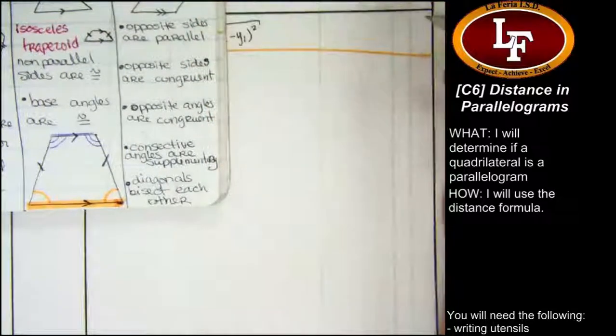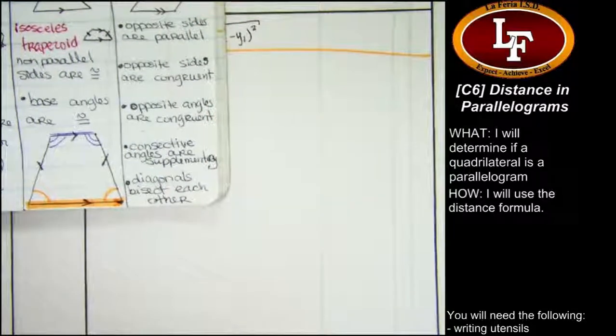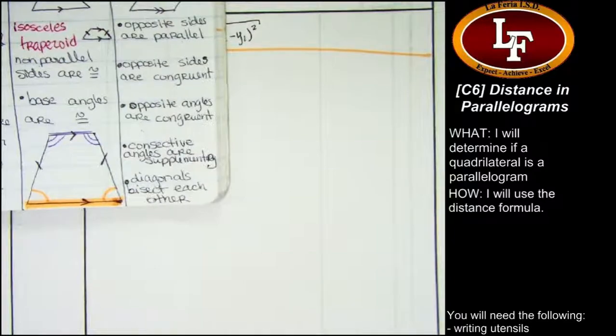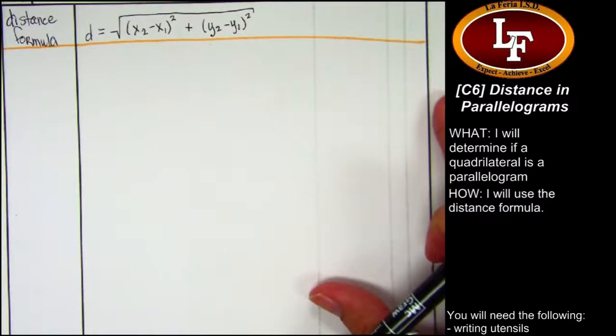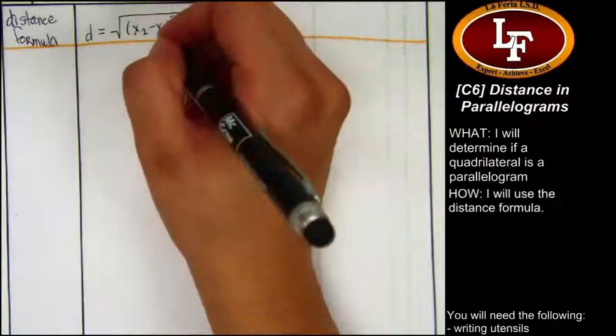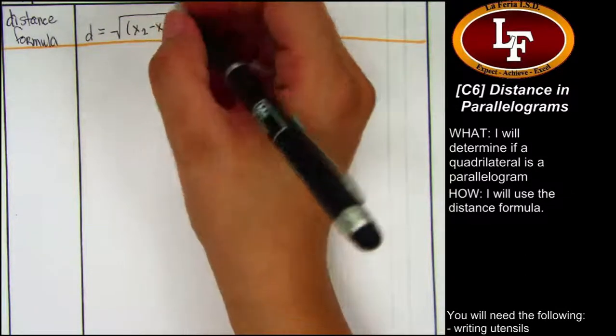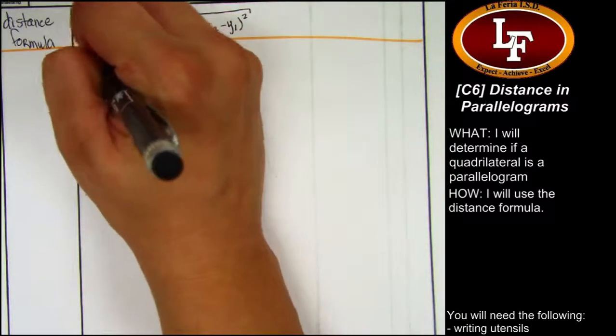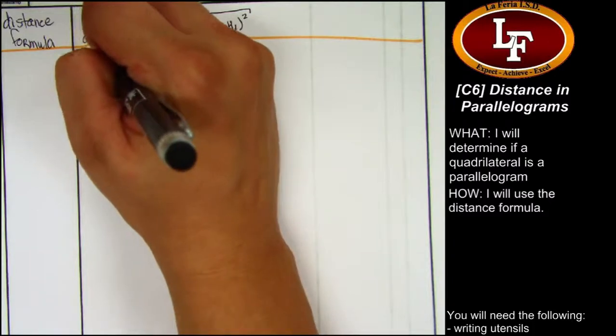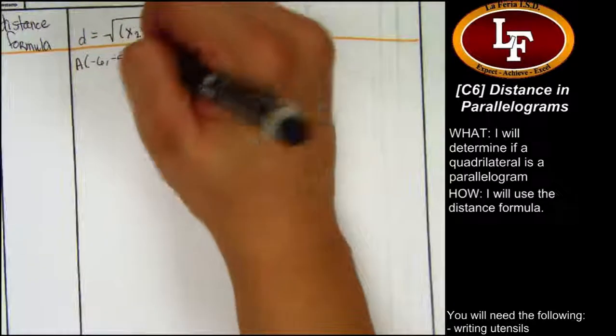Congruent means same size, same shape. And so for opposite sides to be congruent to each other, they need to be the same length, or in other words, have the same distance. And so that is the property that we are going to be using in order to decide if in fact a quadrilateral that we are given is a parallelogram.